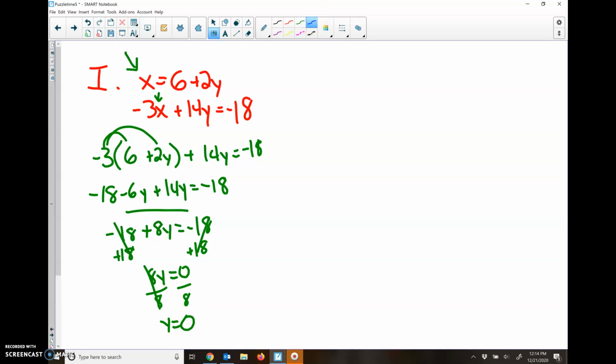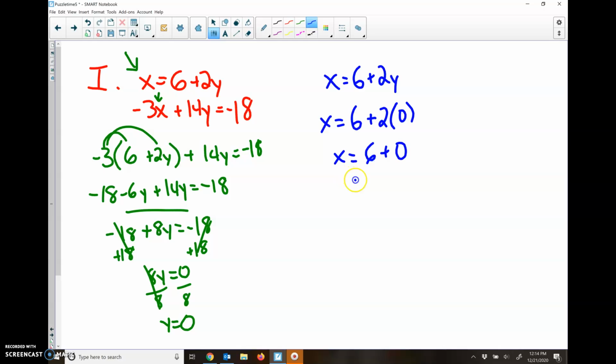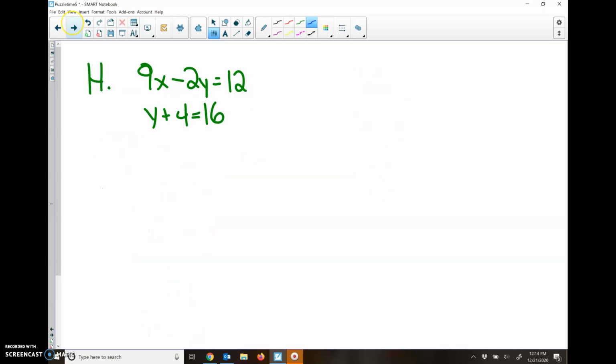So now that I know that y is 0, I'm going to take that top equation again. So x equals 6 plus 2y. And we just figured out y is 0. So instead of 2y, I'm going to put 2 times 0. So x equals 6 plus 0. So x equals 6. So my two answers are x is 6 and y is 0.